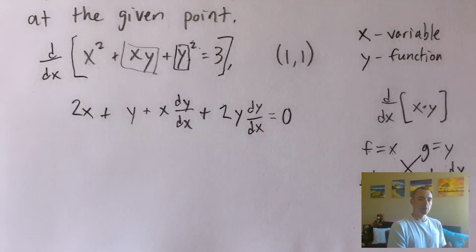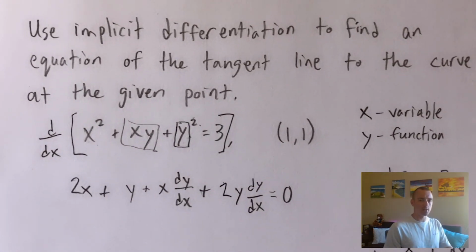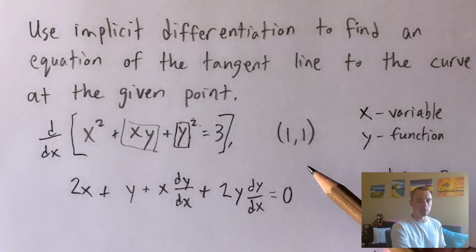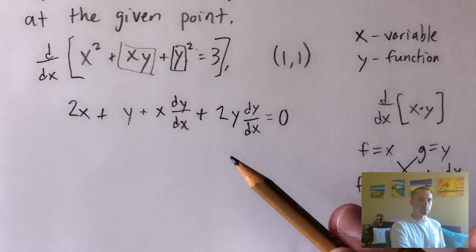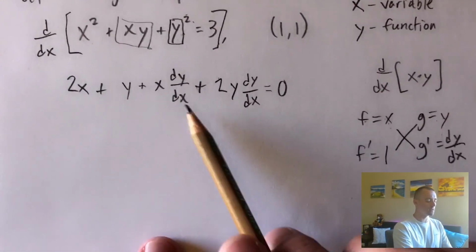So now what we want to do is solve for our dy/dx. And the reason we're solving for dy/dx is dy/dx represents the slope of our function y. Well, the slope is necessary in order to figure out the equation of a tangent line. A tangent line is going to have a specific slope, and it's going to go through a specific point. We already know the point that it's going to go through, but we need to figure out its slope, which is exactly what dy/dx represents. So all we have to do now is isolate dy/dx.